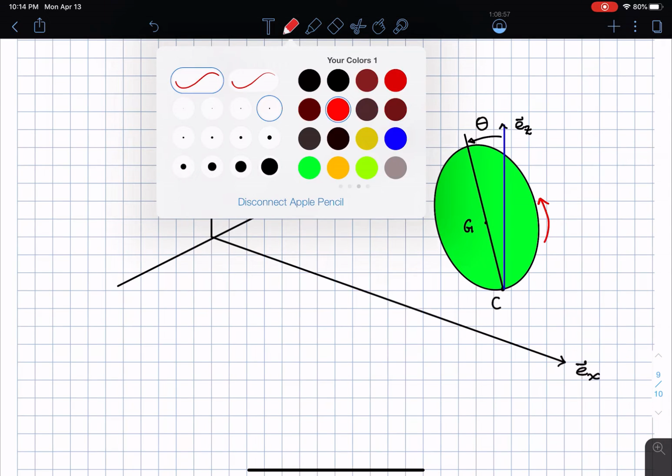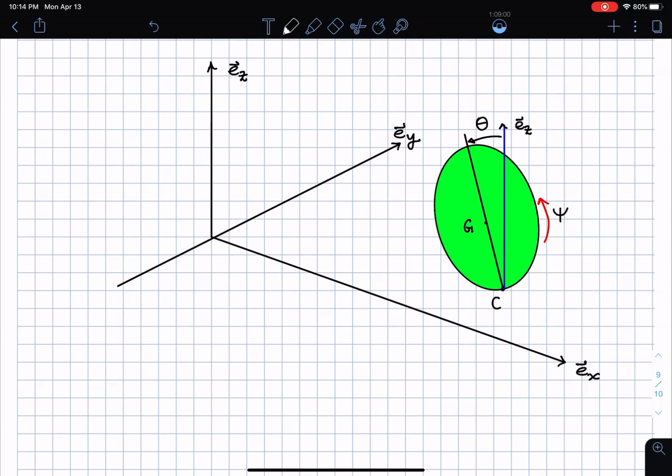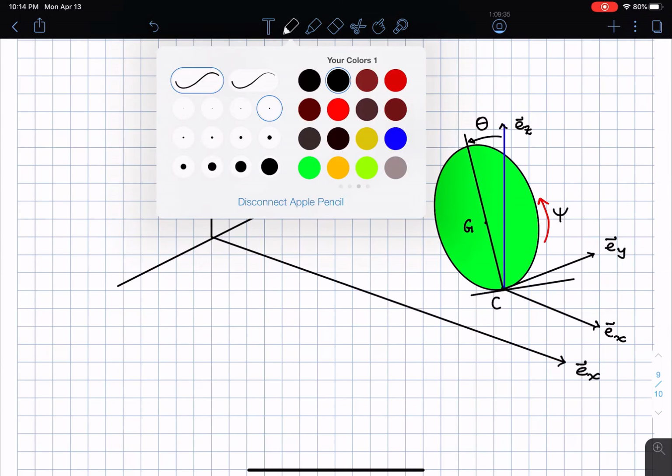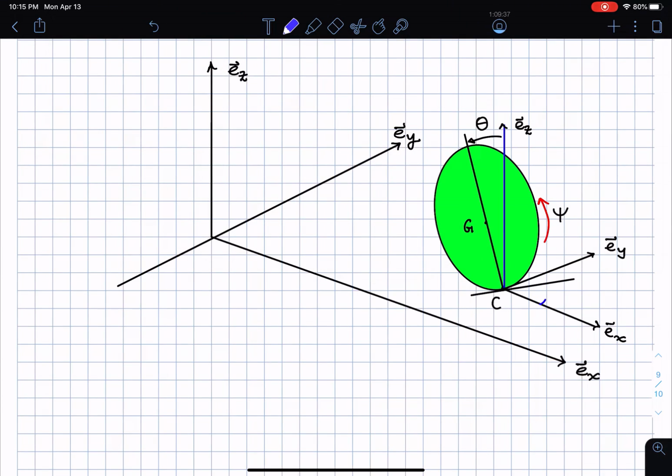Let me still mark that in the black color. So this is the angle psi, and then lastly I'm going to have one more angle. Let's say that at that point in time that is the tangential direction to the contact surface, and here are two other directions parallel to the x-axis is what I have here, and then that's the y direction right there. So that's going to be EY, and that's EX, and this angle here I'm going to call the angle phi.